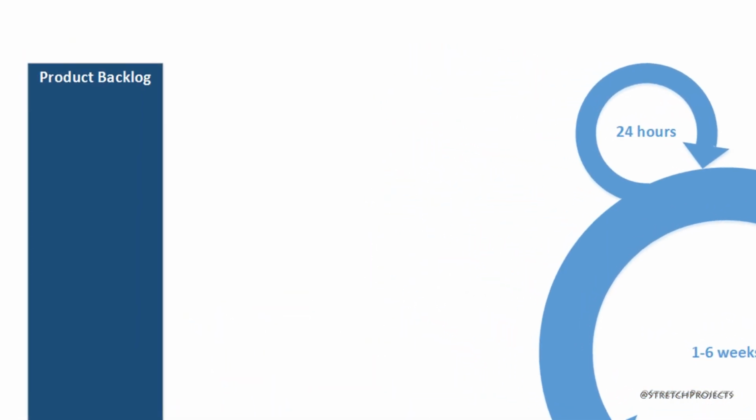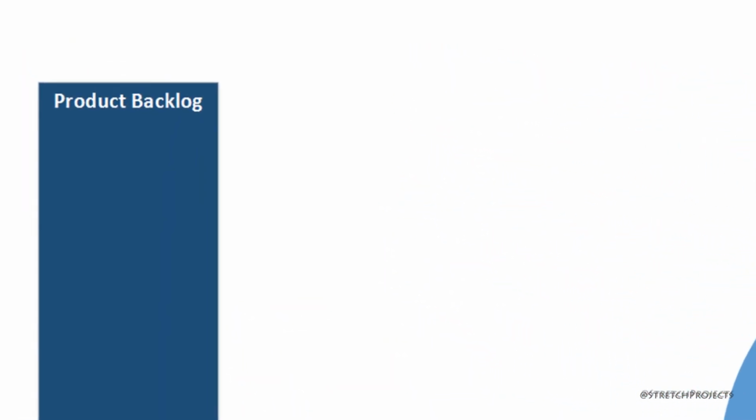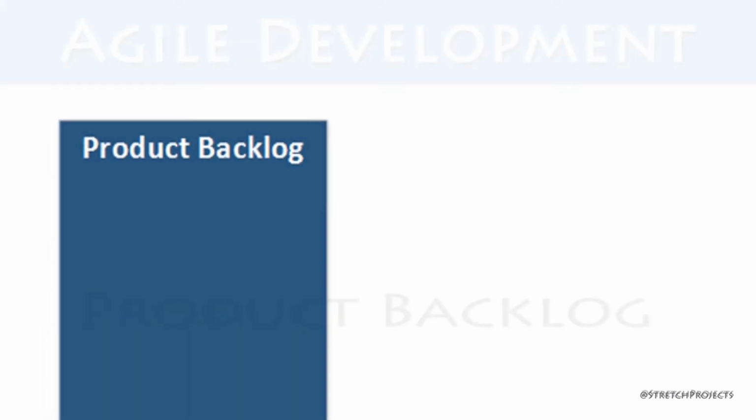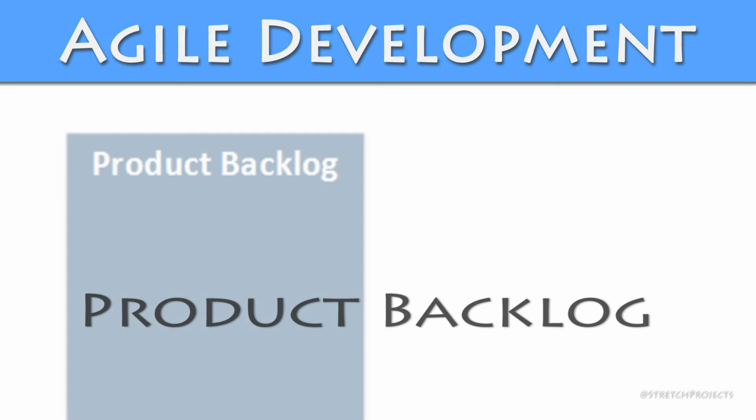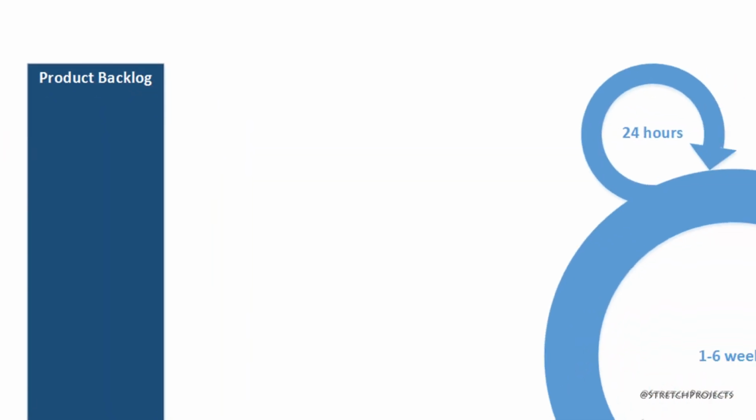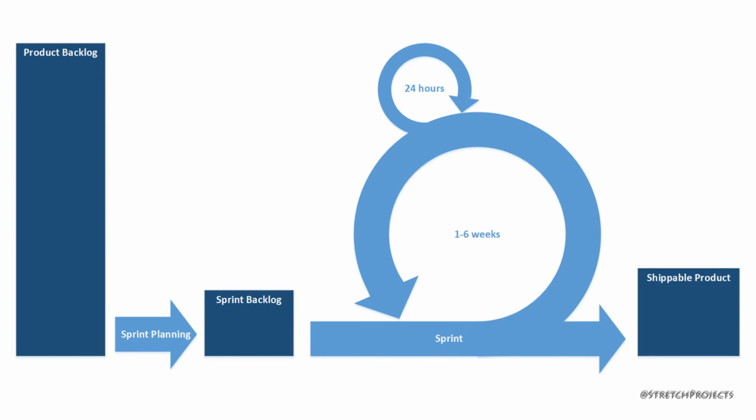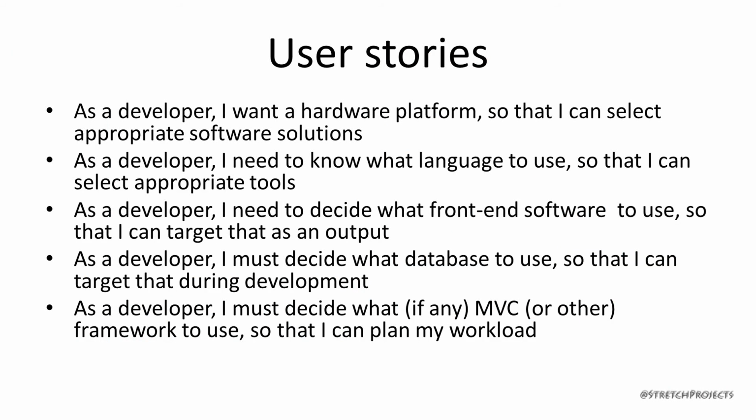When you've decided that you're going to use Agile for your project management, the very first step is to create a project backlog. The project backlog is simply a list of all of the things that are going to be included in the project, but they're written in a very specific way. The individual items which form the project backlog are called user stories.